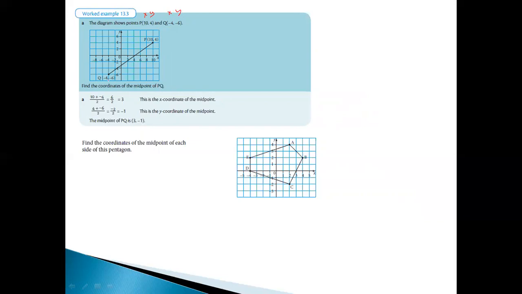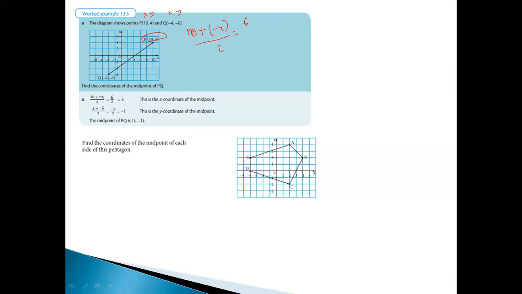Okay, on a grid we have the shape. Where is P? The point P is (10, 4). How can you find the midpoint of PQ? Okay, how can you find it? First of all, we should take the sum of the x's: the first value of x is 10, and the second value of x is minus 4, divided by 2.